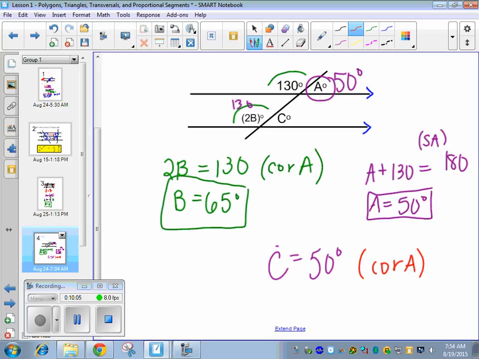So even if you just put an answer down, right, like that, we have to put a reason how we know that, so corresponding angles. We could have done another supplementary angle with this one here, but then we would have had to write the equation for 180, which is more work, so I might as well use corresponding angles.